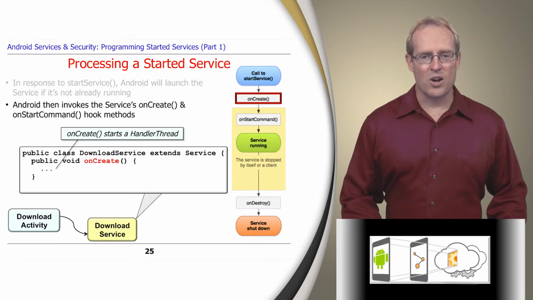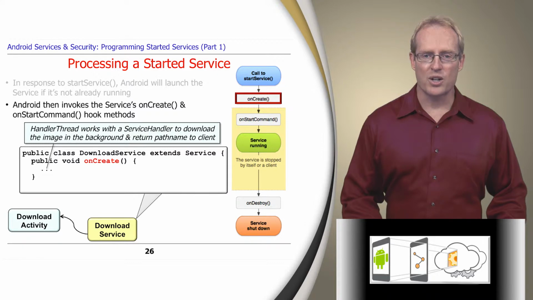The download service's onCreate hook method starts a handler thread, which is used in conjunction with a service handler object to download the requested image in the background, store it in a file, and return the path name of the file to the client.